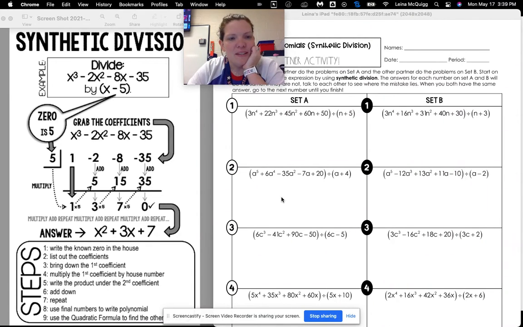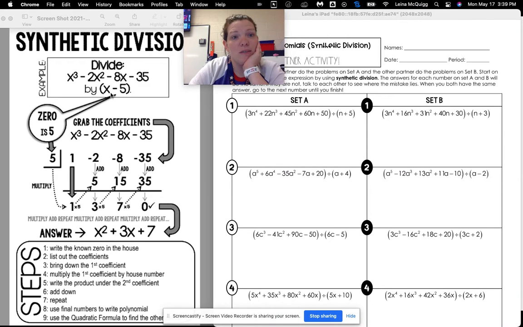Okay. So let's look at this example. We're going to use synthetic division when we have a polynomial of degree higher than 2 and we're dividing by a polynomial. So we want to know what this polynomial divided by this polynomial is. Okay. So we are going to write down the 0. That's the thing that we have.